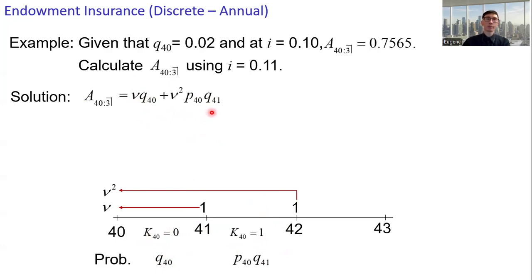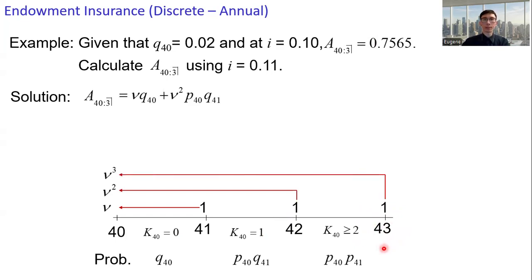And then the last term, as long as the person survives beyond age 42, then the policyholder can receive the $1 at this time point by age 43, no matter whether the person dies or survives. The probability is p_40 times p_41. The last term in the expression is v to the power 3 times p_40 times p_41.